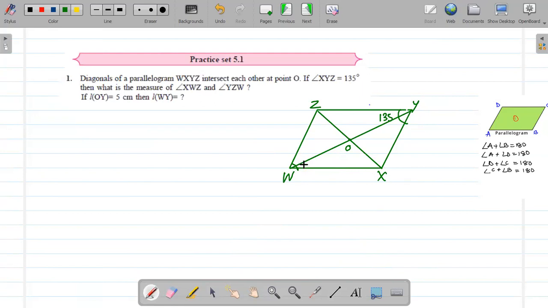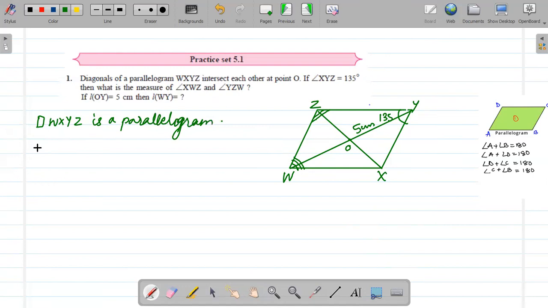And angle YZW, this angle. Okay, we need to find these two angles. And we are also given the length of OY equals 5 centimeters. So OY is given to be 5 centimeters, and we have to find WY, that is the entire length. Okay, so we are given that WXYZ is a parallelogram, and then we use the properties of a parallelogram here.